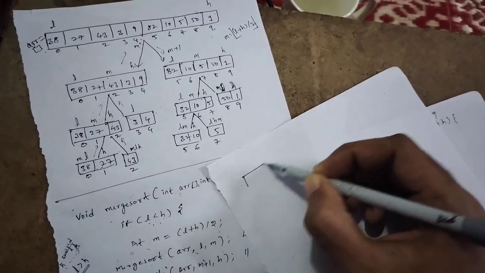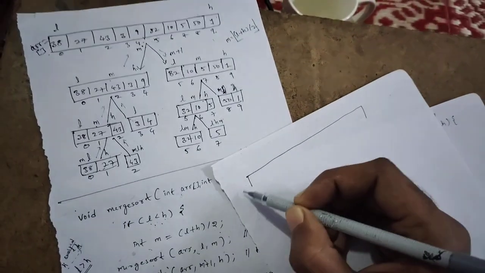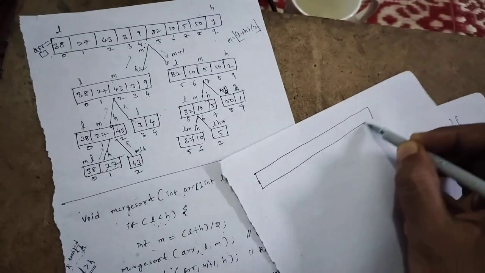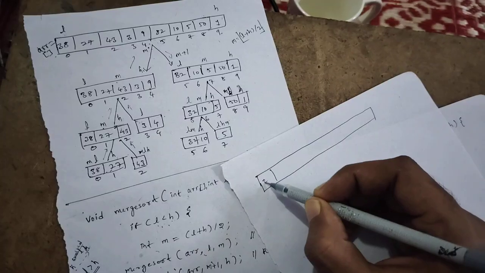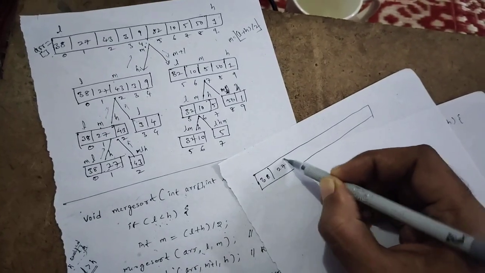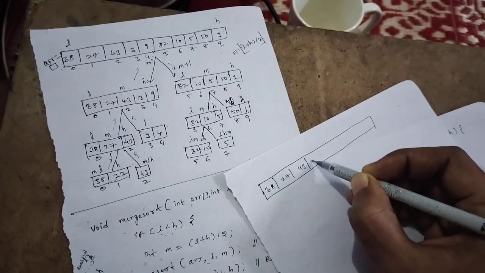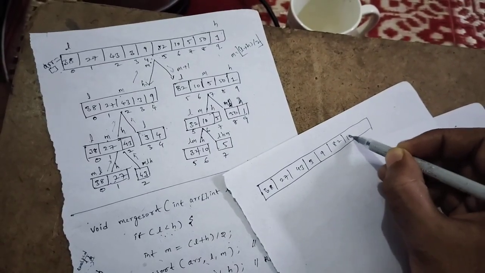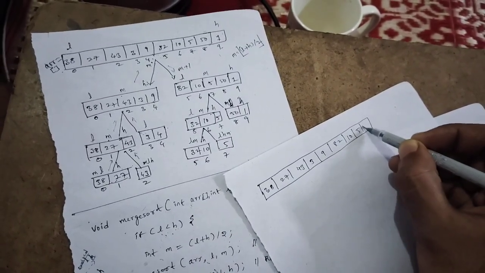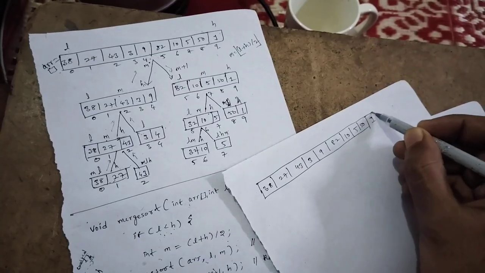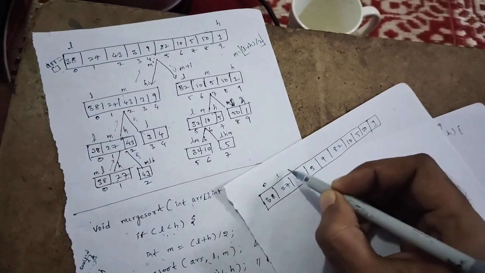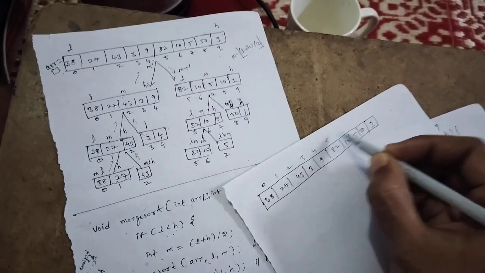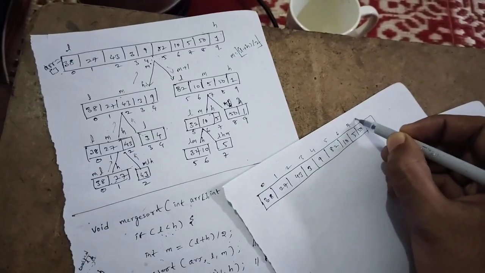There is an array: 38, 27, 43, 3, 9, 82, 10, 5, 50, 1, with indexes 0, 1, 2, 3, 4, 5, 6, 7, 8, 9.